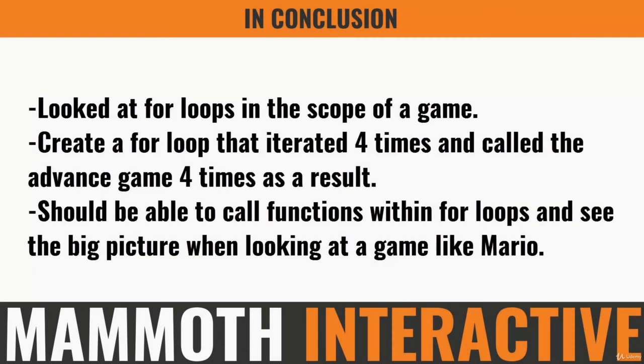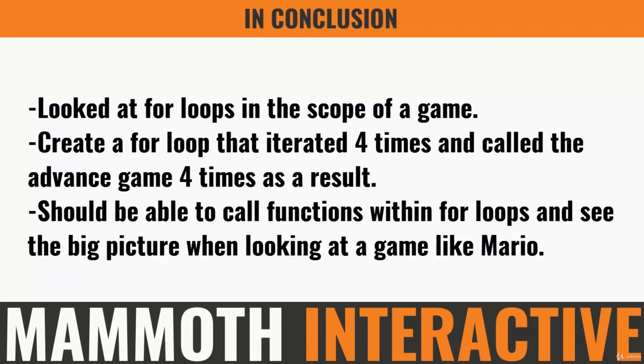So in the final part of our for loop tutorial, we took a look at loops in the scope of a Mario game. We created a for loop that iterated 4 times, each time calling advanced game, so advanced game was called 4 times as a result. That means everything got advanced, the Goomba moved forwards 4 times, and we performed the checks 4 times as well. So by now you should be able to call functions within for loops and see the big picture when looking at a game like Mario.